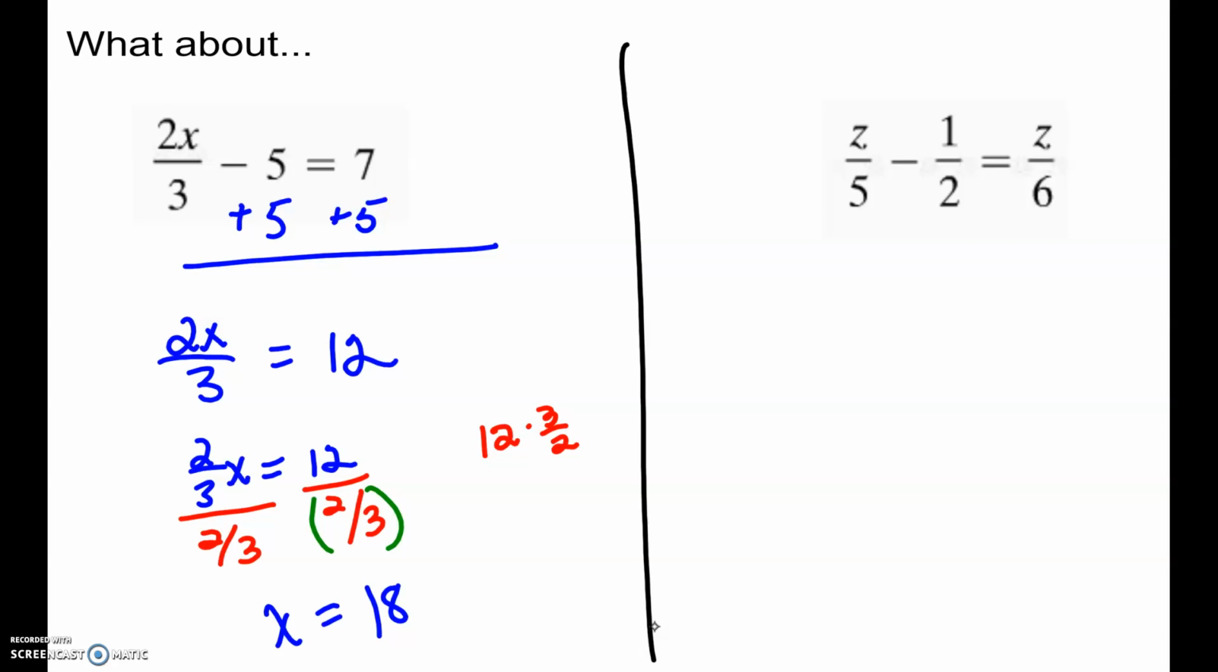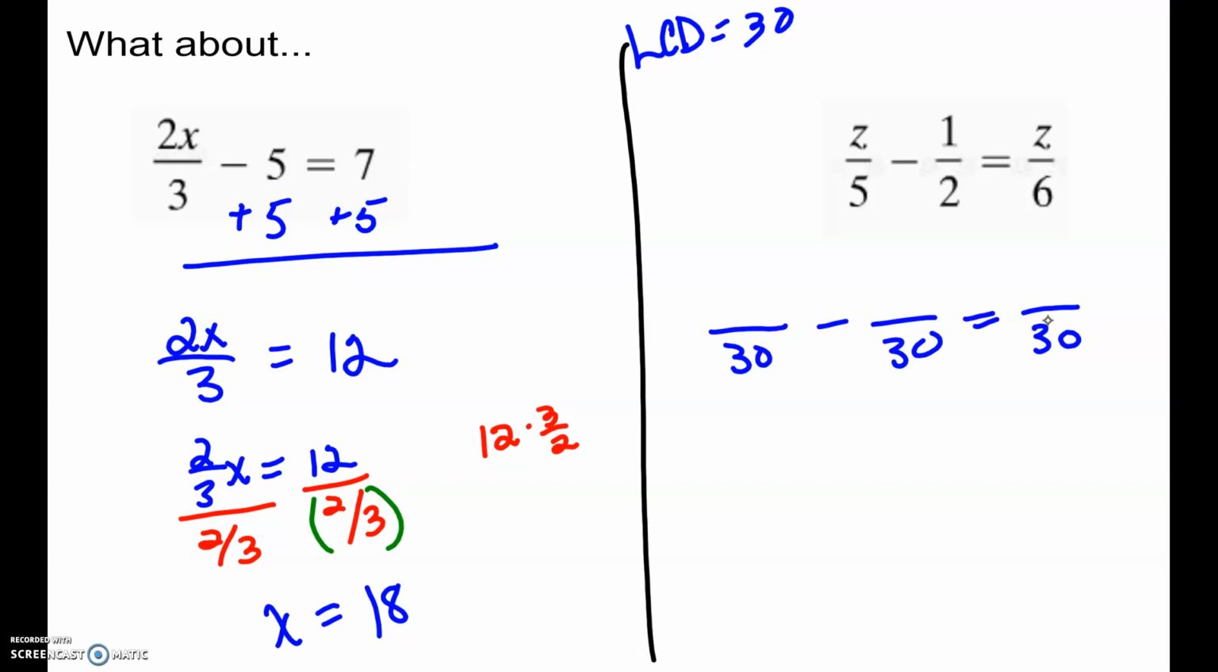So my problem here: z over 5 minus 1/2 equals z over 6. My denominators are 5, 2, and 6. Obviously, everything doesn't divide into 6, so I have to get something bigger. Let's try 5 times 6. What about 30? Well, obviously 5 and 6 both divide, and 2 divides into 30, so I think we can use an LCD of 30. So what I'm going to do is take all the original fractions and make them something over 30. So I'm just going to rewrite my problem here with denominators of 30.